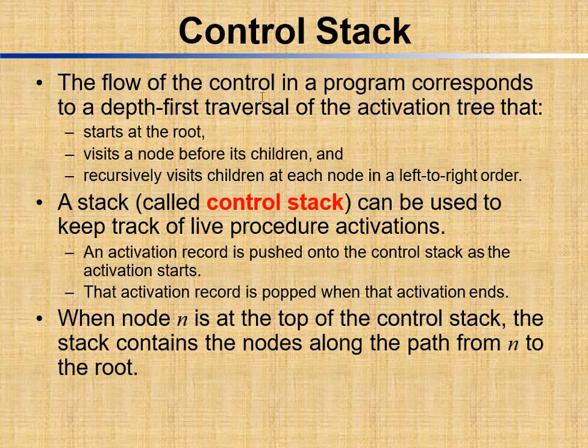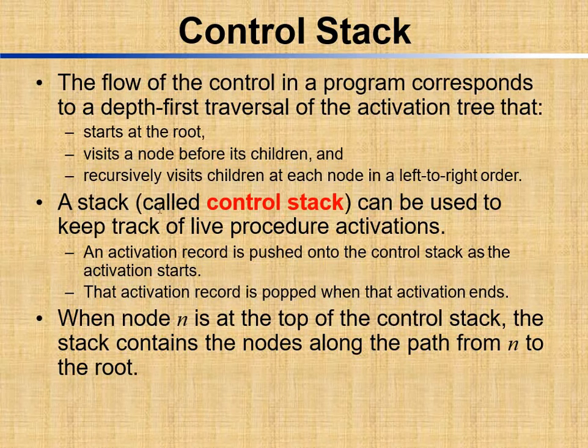The flow of control in a program corresponds to a depth first traversal of the activation tree. It starts at the root, visits a node before its children, and recursively visits children at each node in left to right order. When we create an activation tree, we start from the root and visit a node before its children, and after that recursively visit children from left to right order.